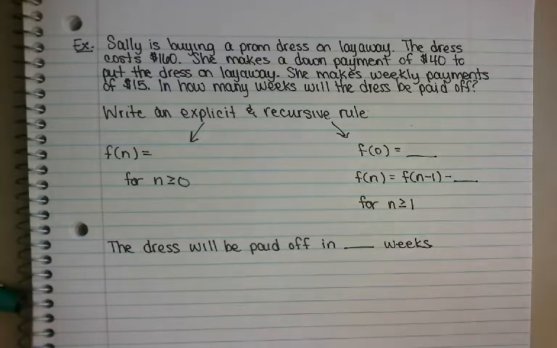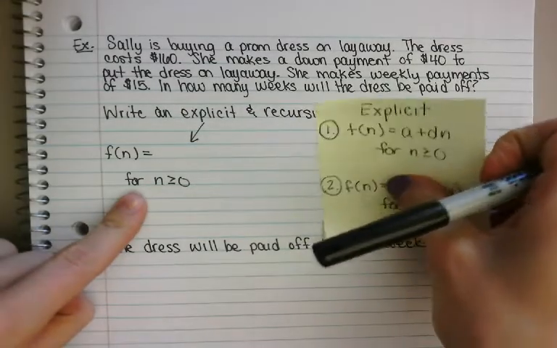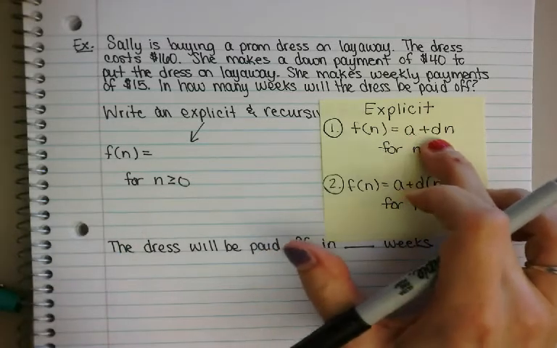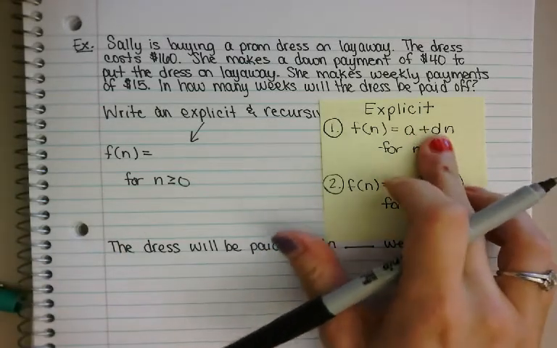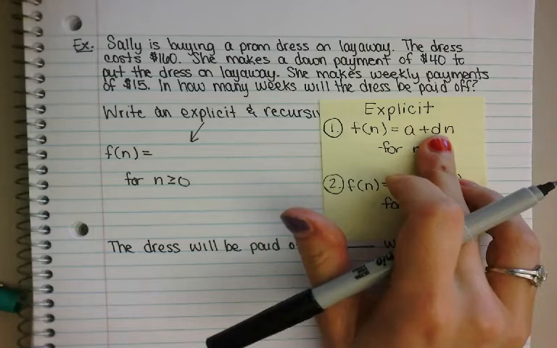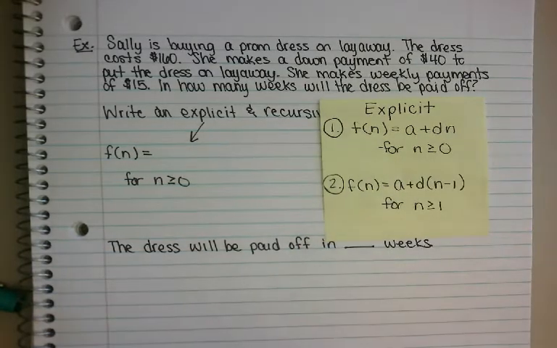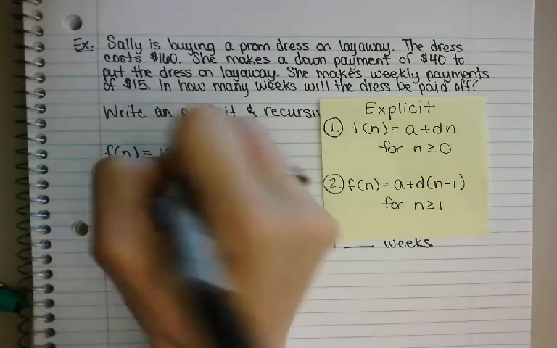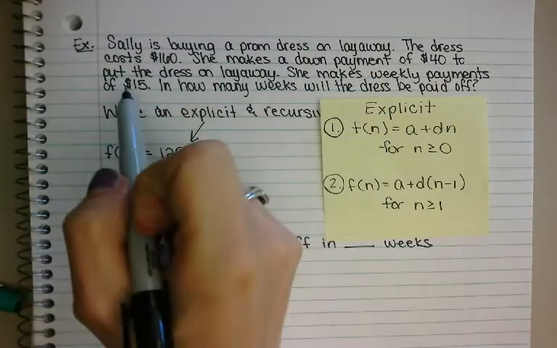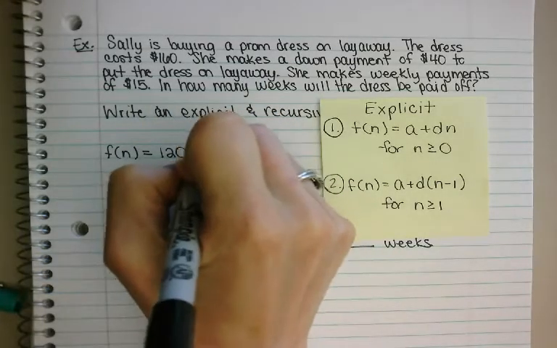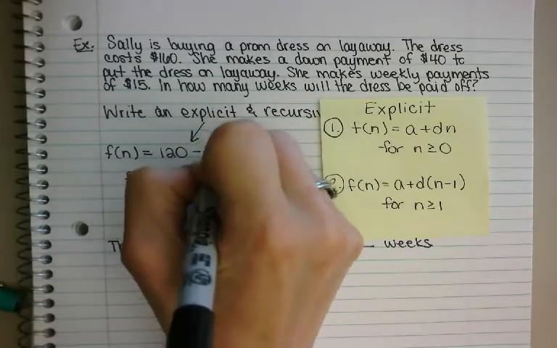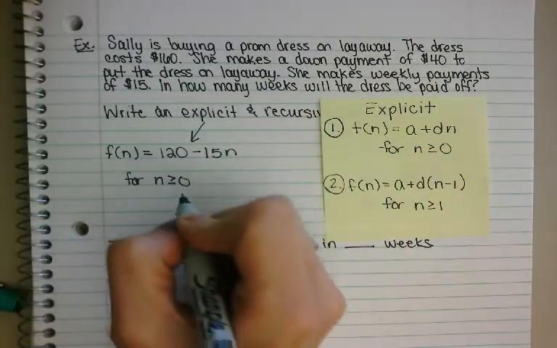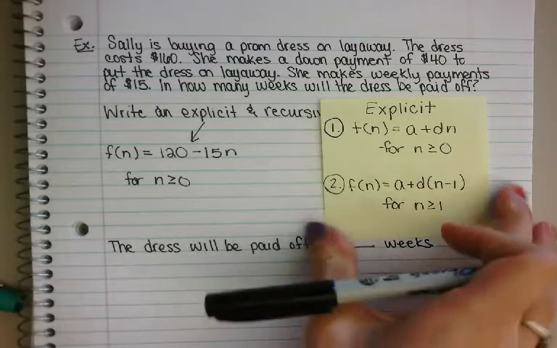Okay, so again, since they're wanting us to do an explicit rule for n being greater than or equal to 0, I need to know the initial amount, and then I need to know what the common difference is. So if the cost of the dress is $160 and she's already put down a down payment of $40, that means that she has $120 left. And then if she is making a payment of $15, then from what her balance is, you're subtracting $15, and then we're going to say times n, for n greater than or equal to 0. So there's my explicit rule.